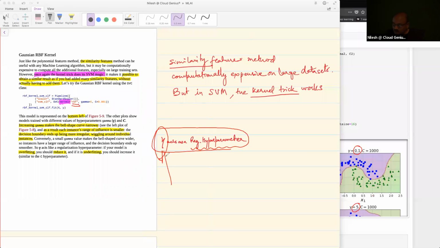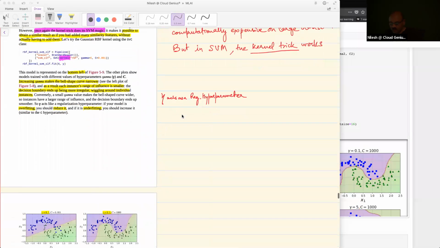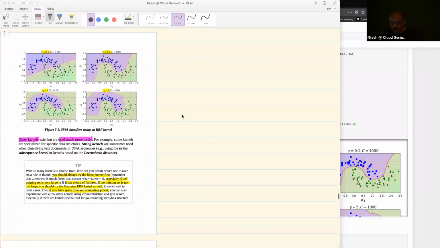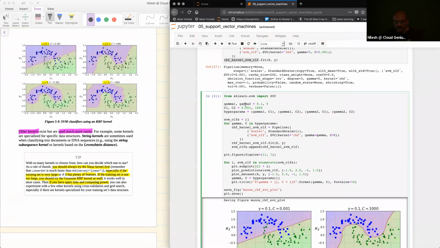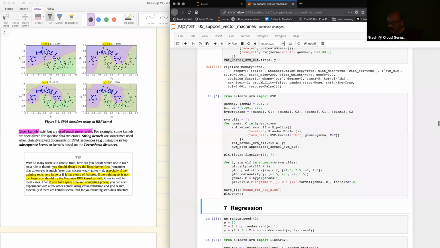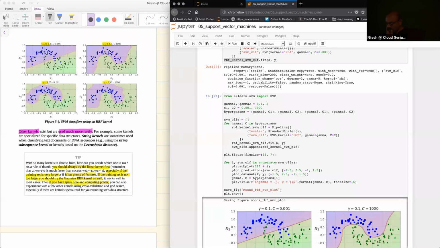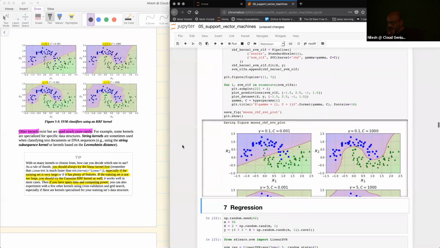So let's see how this gamma actually changes the SVM classifier itself, for which we need to execute that code and look at the picture. The picture should be available in the book already, so we'll look at the picture in the book as well as execute. The picture in the book shows this, and we'll execute the same thing. Basically, that's how the picture is created based on this plot. And we'll just look at the plot.